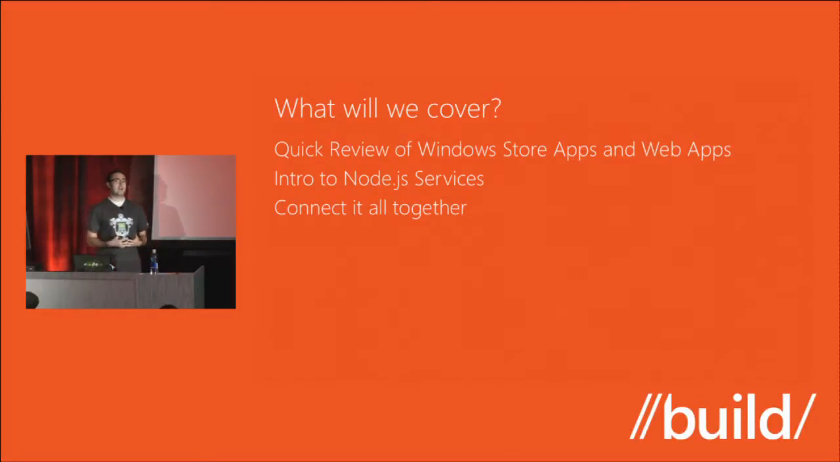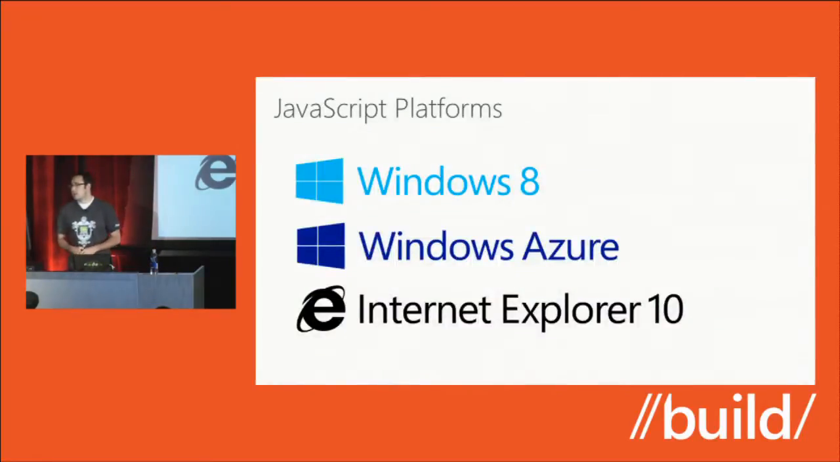So basically, we're going to build a simple application using Node running in Windows Azure. We're going to connect that up to a web application, and then we're going to connect that up to a Windows Store application. The app is not going to be super complicated, but hopefully you'll understand the concepts, and you'll also see how fun it is to use JavaScript on all of our platforms. So basically what we're going to talk about is Windows 8, Windows Azure, and Internet Explorer 10. We're not really going to talk specifically about Internet Explorer 10, but I really didn't want to put logos of other browsers up there since it is a Microsoft Build conference.